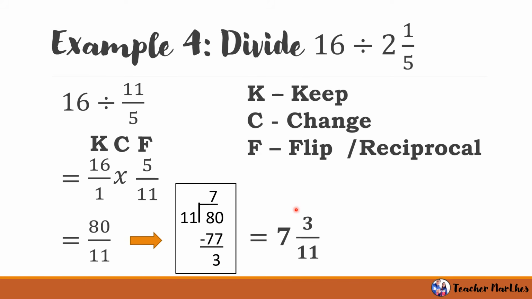So, since ito, ang factor na lang nito ay 1. So, ang GCF nitong 3 and 11 ay 1. Ibig sabihin, naka-lowest term na yung sagot natin. So, ang final answer ay 7 and 3 over 11.